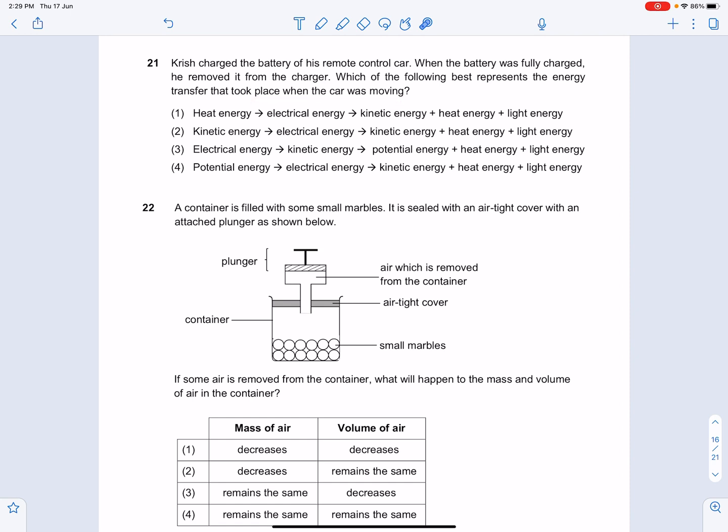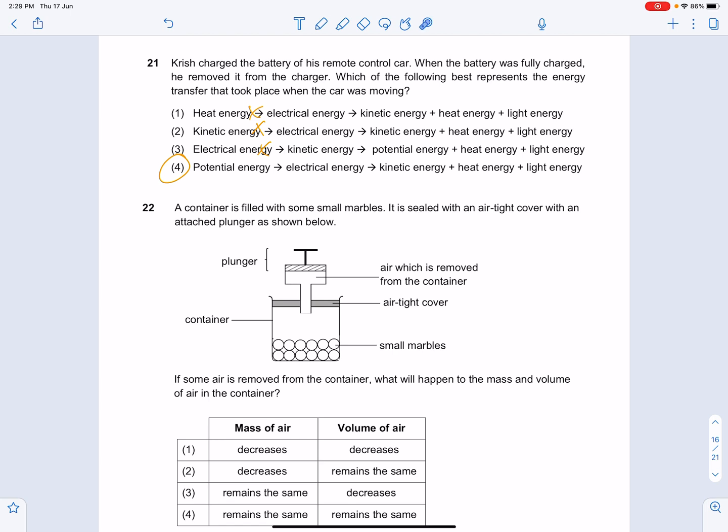Now remember, with things to do with battery, it's always chemical potential energy. That's it, straightforward. So the first thing that I would want to see is chemical potential energy. No doubt about it. So with that in mind, I can see that options 1, 2, 3 are all wrong, because the first energy wasn't potential energy. So right off the top, I already know that my answer is number 4. But let's continue to see if it makes sense.